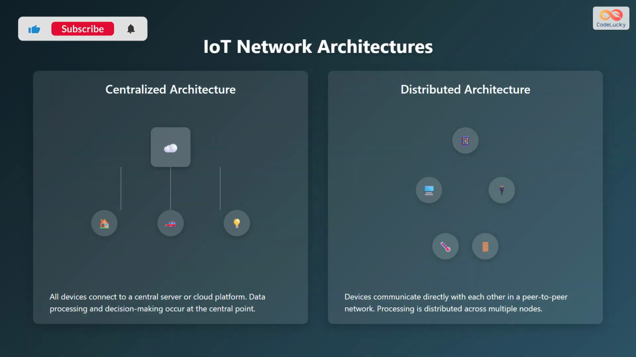Now, let's discuss some common network architectures used in Internet of Things deployments. The first one is centralized architecture. In this setup, all devices connect to a central server or cloud platform. Data processing and decision-making primarily occur at this central point. On the other hand, we have distributed architecture. Here, devices communicate directly with each other in a peer-to-peer network. Processing is distributed across multiple nodes, allowing for more localized decision-making.